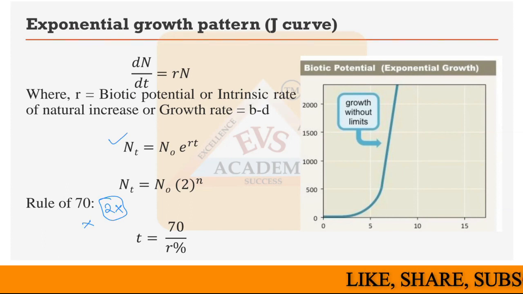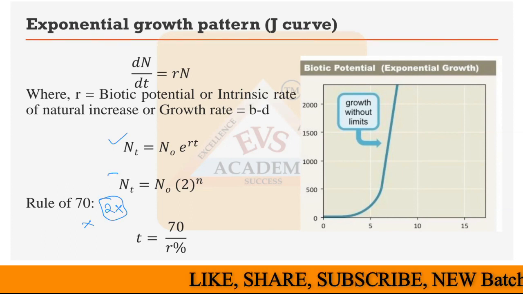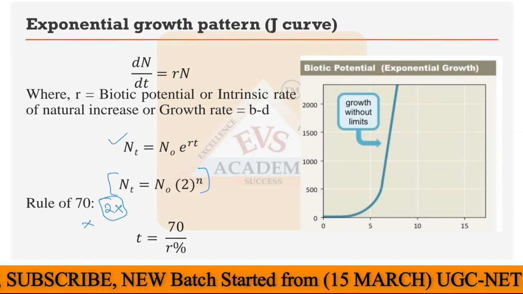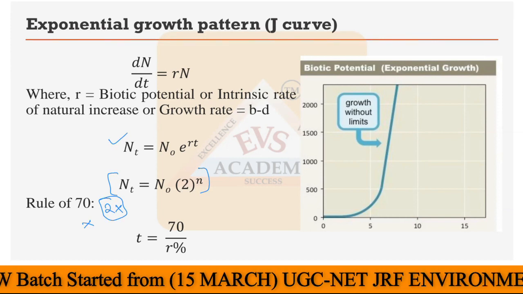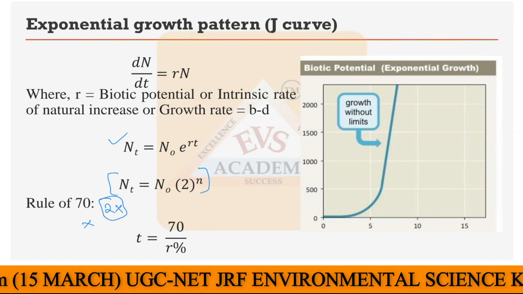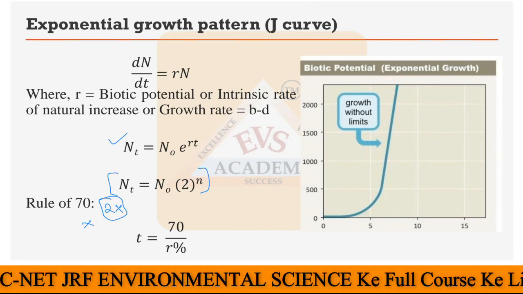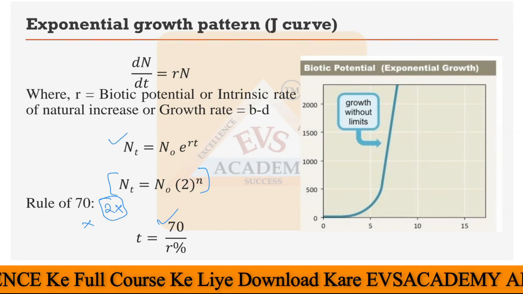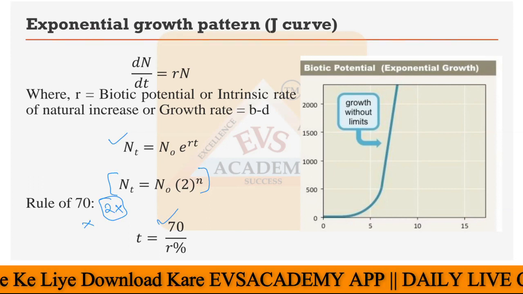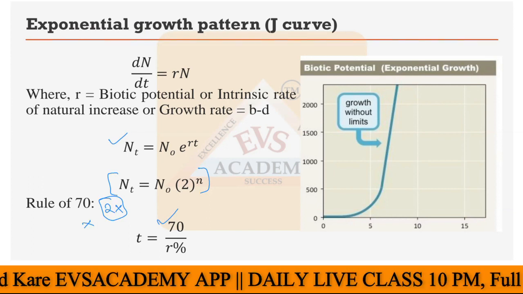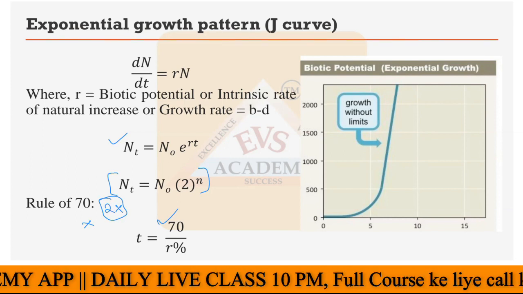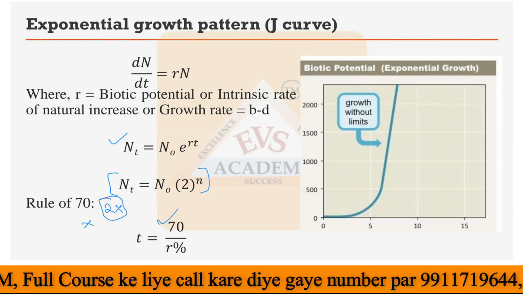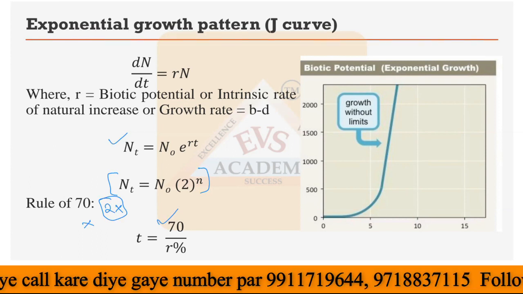The first formula is the general formula. The second formula is for amoeba type questions, when the population is doubling in the T time and the new population number is asked. And suppose in the same doubling situation, if it is asking for T, the time period value, then you can use the rule of 70. 70 divided by R in percentage, you just put in, and you will get the time required for doubling the population. So this is all about the exponential growth pattern or J curve in population ecology.